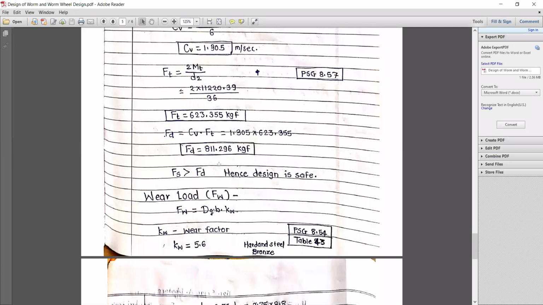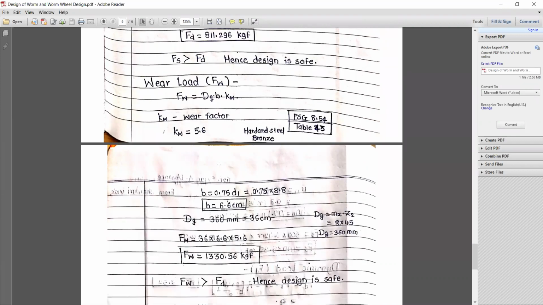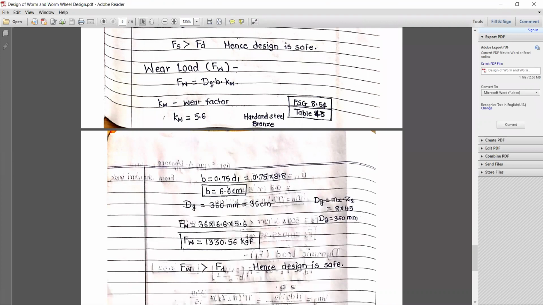Okay, so putting all the values, what we get, Ft is equal to 623.355 kgf and Fd is equal to 811.296 kgf. As compared with Fs, the value of Fd is less, so hence our design is safe and our first criterion is fulfilled. Now we will check the second criterion.